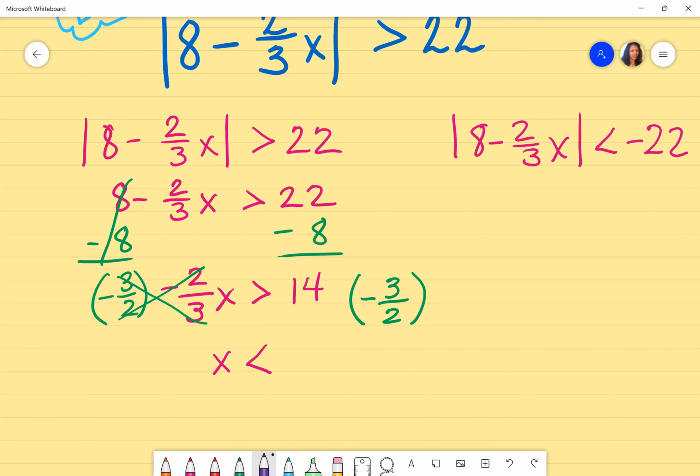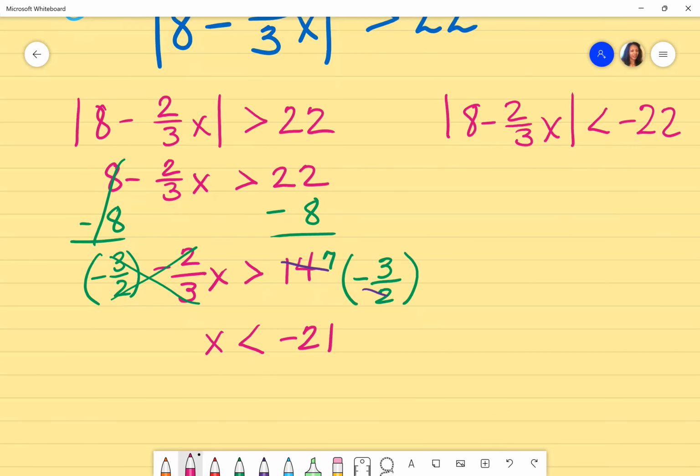So what does that look like? 14 divided by 2, that's going to give me a 7. So 7 is going to be multiplied times what's left over, which is negative 3. So 7 times negative 3, I'm left with negative 21.